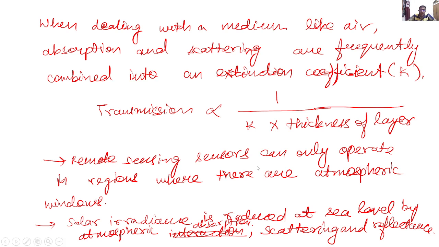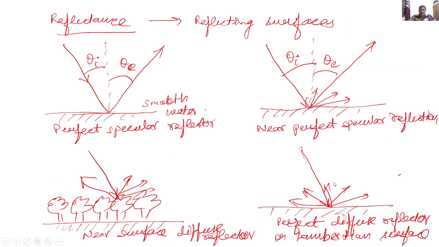The remote sensing sensors can only operate in regions where there are atmospheric windows. So we need to design the sensors only for some particular wavelength ranges. Visible range is one such particular wavelength range. The solar irradiance is reduced at the sea level by atmospheric absorption, scattering, and reflectance.